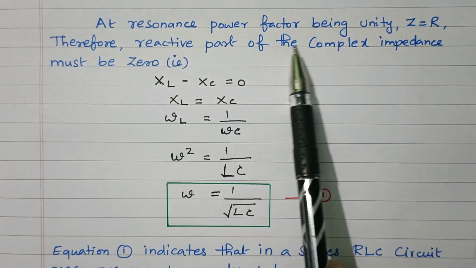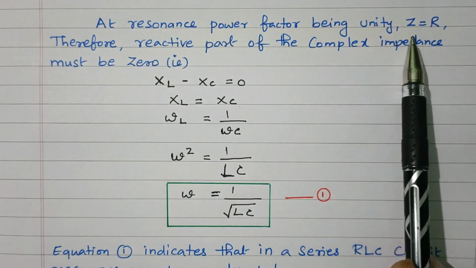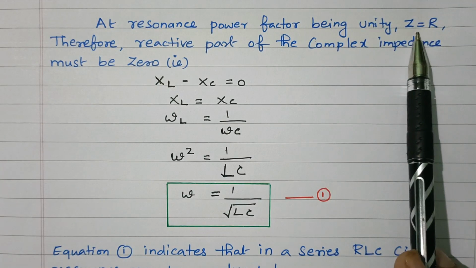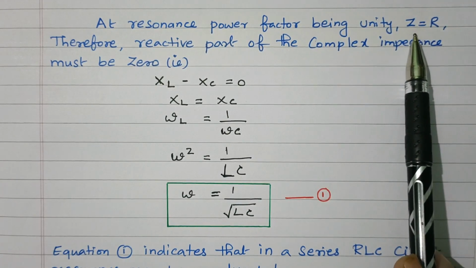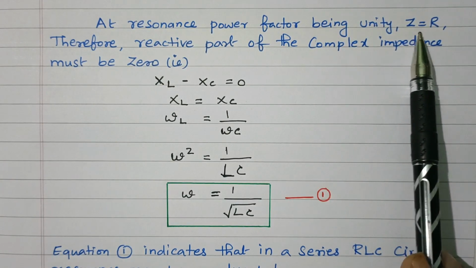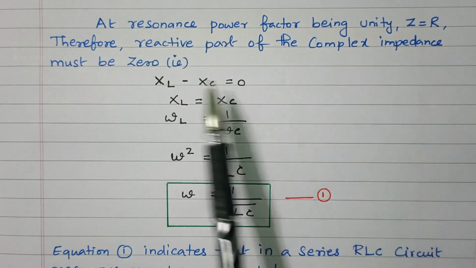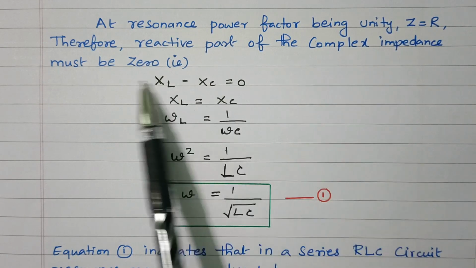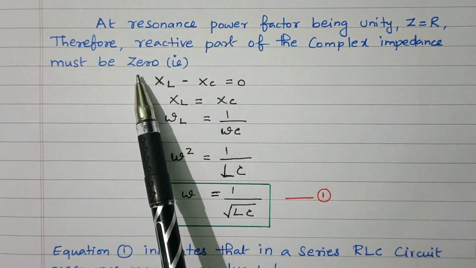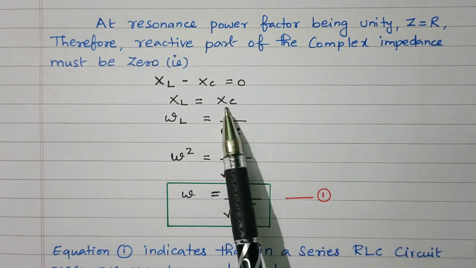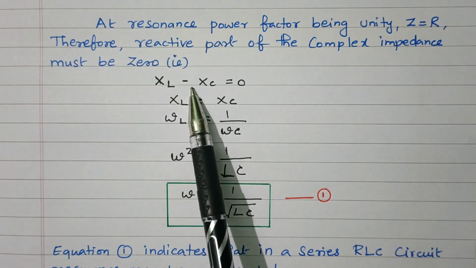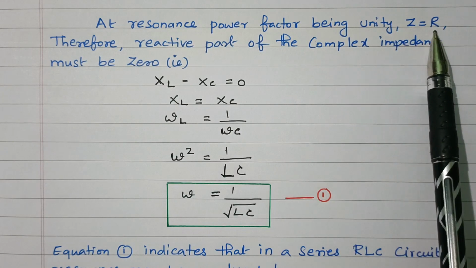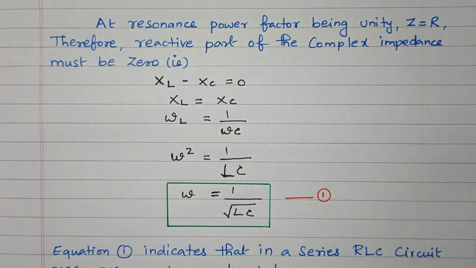At resonance, the power factor being unity, Z equals R. Only R is there. Inductive reactance and capacitive reactance are cancelled. So the reactive part of the complex impedance must be 0. Both are equal, that is XL equals XC, that is XL minus XC equals 0. The reactive part is 0, and only the real part R remains.